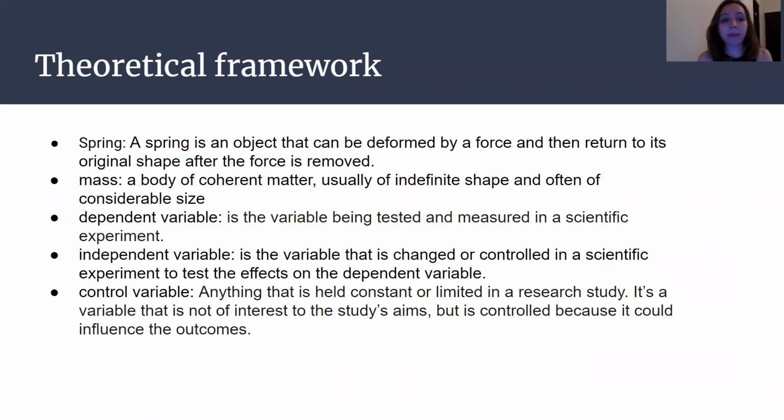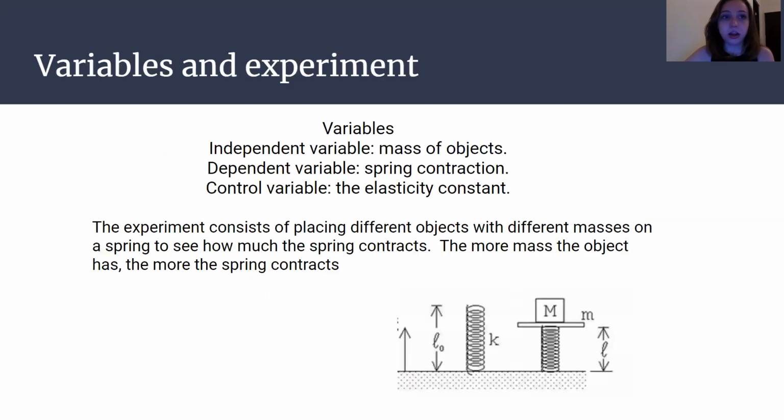It's a variable that is not of interest to the study's aims, but is controlled because it could influence the outcomes. So my variables in the experiment are: the independent variable is the mass of the object, the dependent variable is the spring contraction, and the control variable is the elasticity constant.